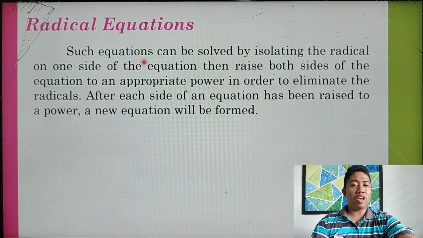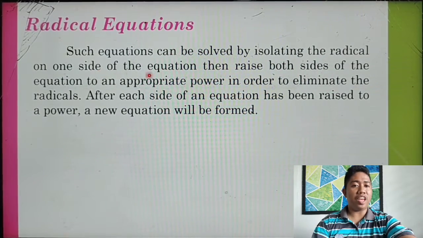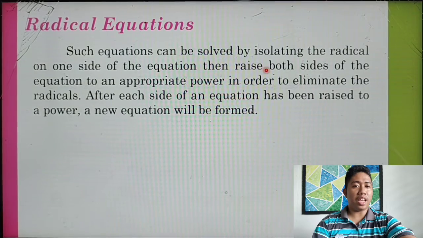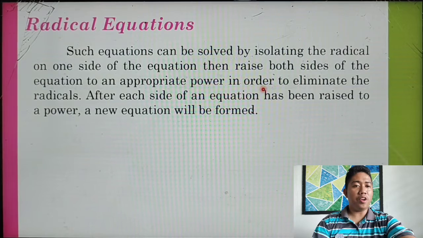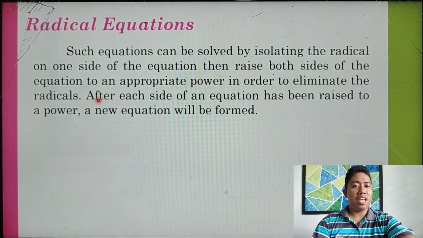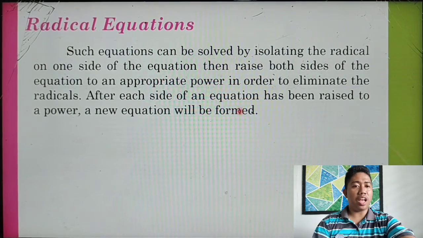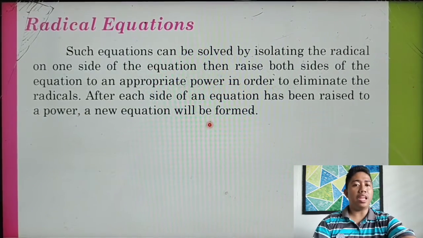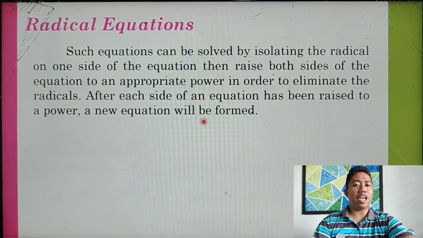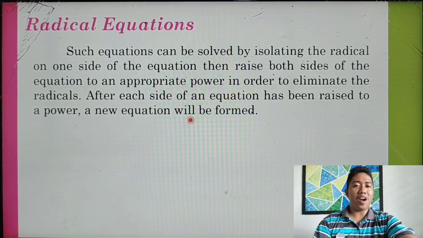Such equations can be solved by isolating the radical on one side of the equation, then raising both sides of the equation to an appropriate power in order to eliminate the radicals. After each side of an equation has been raised to a power, a new equation will be formed. This is the same manner as solving linear or quadratic equations in order to solve for one variable.